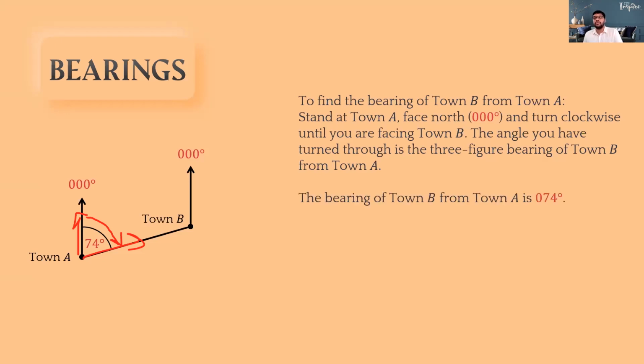The bearing of town B from town A is 074 degrees, because children, we have to make it three figures, so we put a 0 in front. Is that clear, children? Right? If there are any questions, ask.